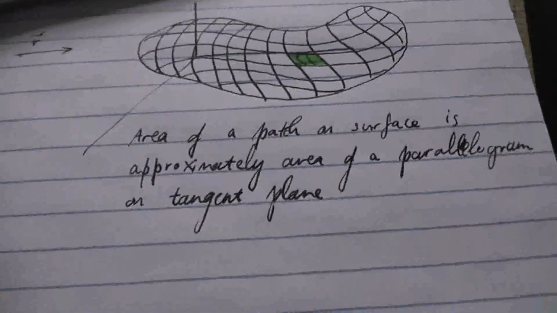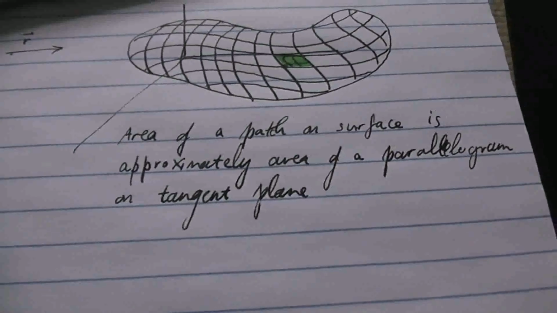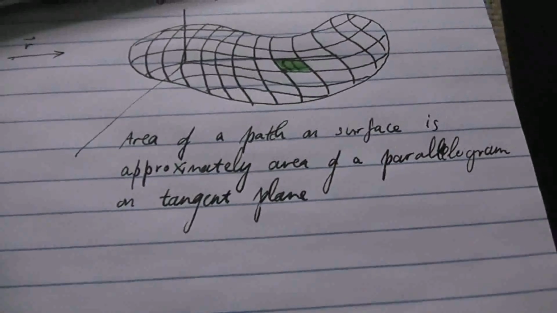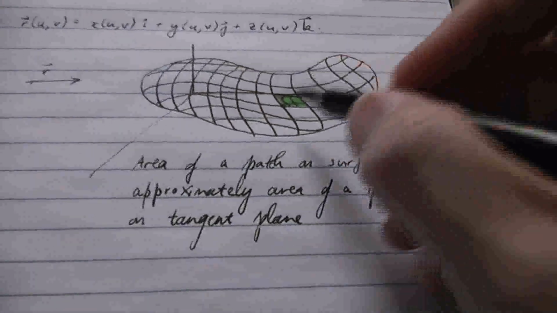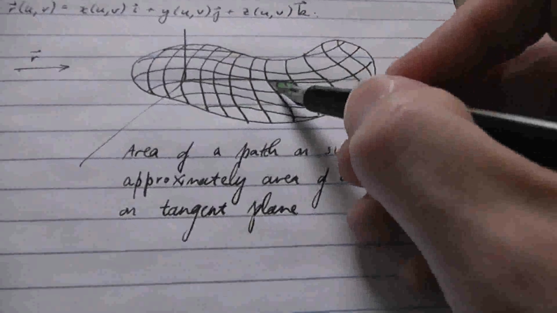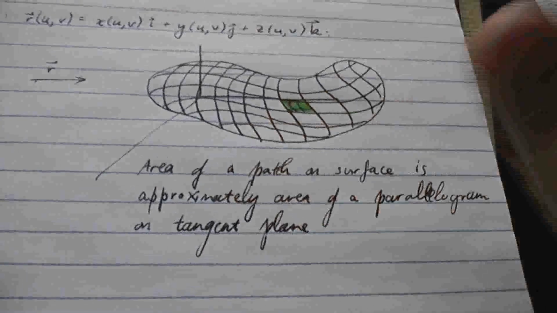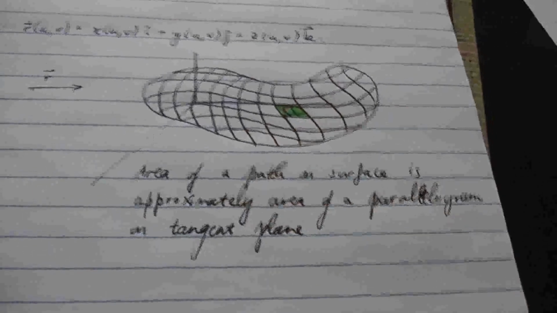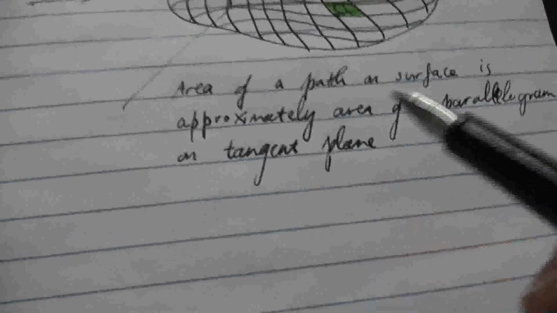So the area of a patch on the surface is approximately the area of a parallelogram on the tangent plane. That's what we decided, right? We approximate the surface with the tangent plane, and so if we want the area of this little curved piece, we flatten it out, and then we can actually compute the area. So how do we find the area of a parallelogram?